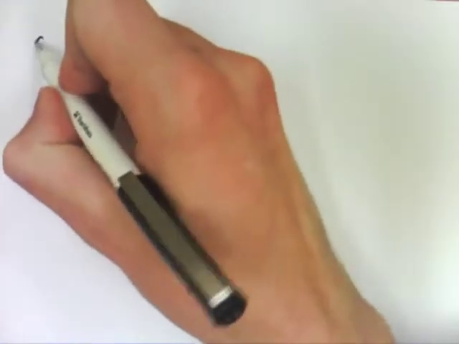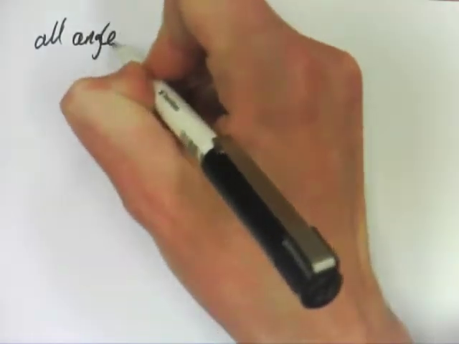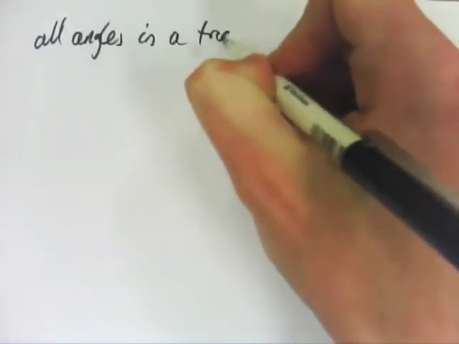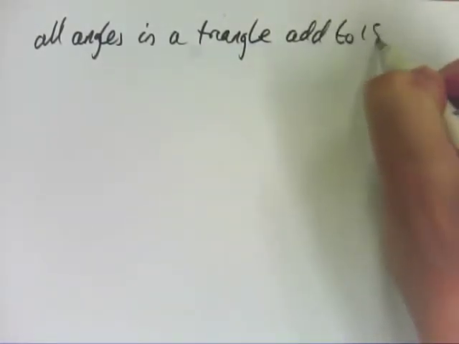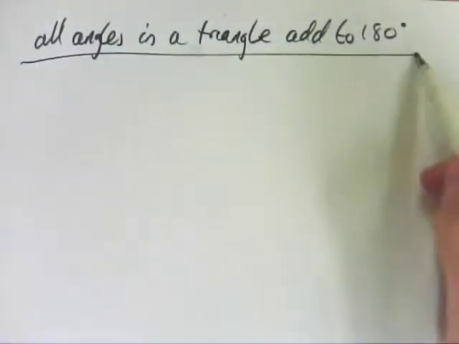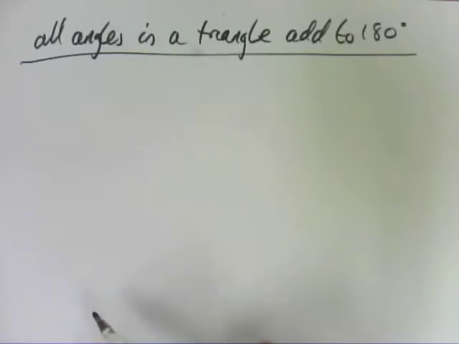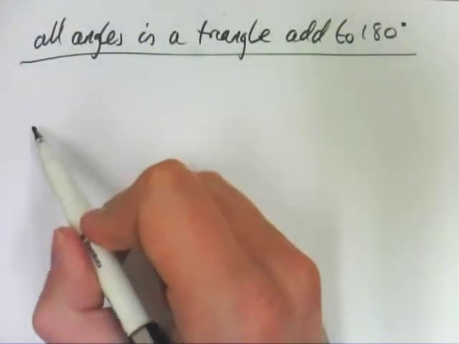One of the first rules you need to know about triangles: all angles in a triangle add to 180. If you don't already know that, learn it now. All angles in a triangle will add to 180 degrees, regardless of the side length. Okay? All angles, and I mean all. So it doesn't matter what the triangle is shaped like.